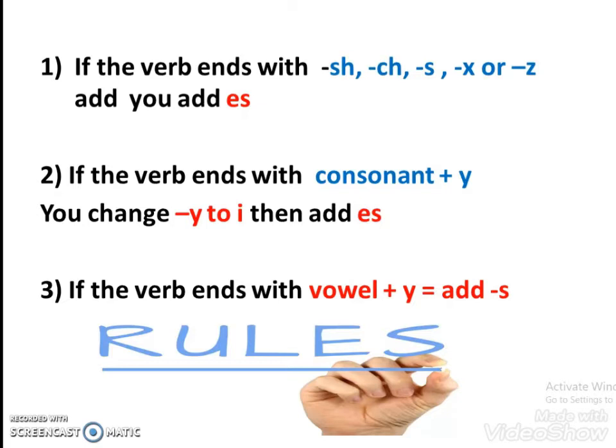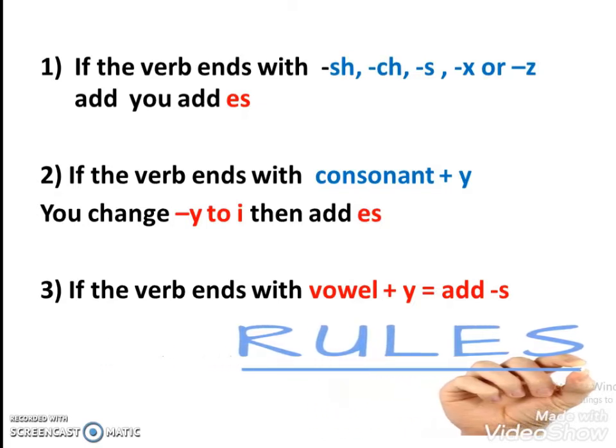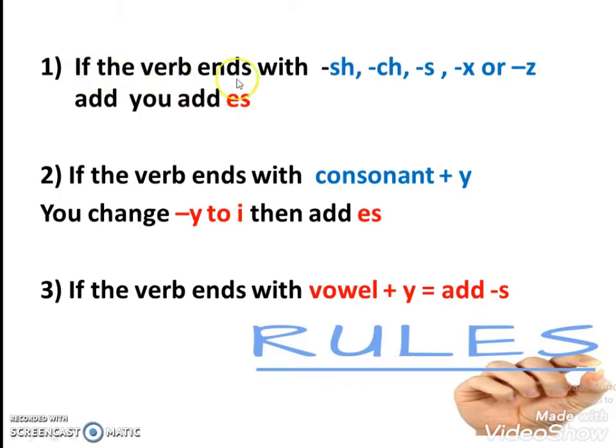Now, what are the rules for the simple present tense? If the verb ends with sh, ch, s, x, or z, we add an es for the tense. Like nouns, we said that nouns that end with sh, ch, s, x, or z, we add for them an es. The verbs are the same. If we have a verb that ends with ch, sh, s, x, or z, we add for it an es.